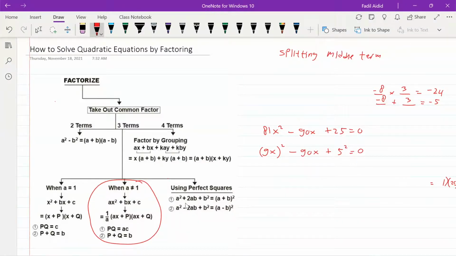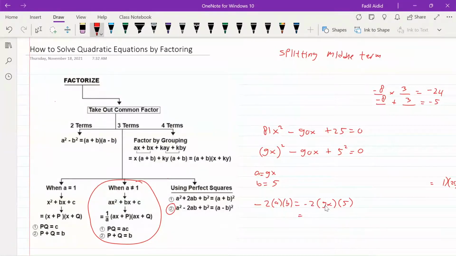Now the structure here, you have minus on the middle term, so you need to use formula number 2. So you can imagine A is 9x, and B is 5. So you need to test whether the middle term, minus 2ab, is equal to negative 90x or not. So minus 2 times a times b is equal to minus 2 times 9x times 5.